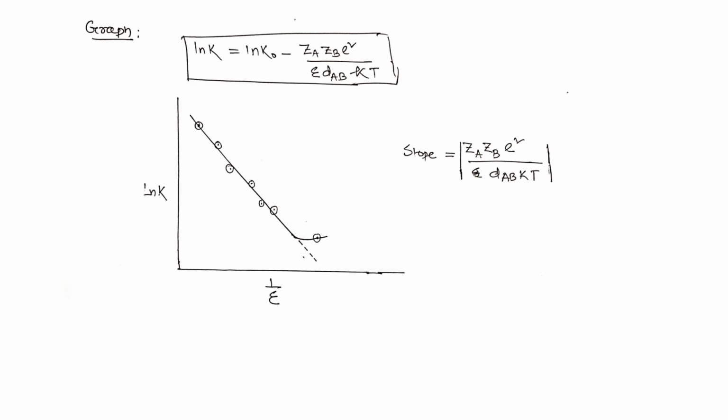Next, our main equation of interest is this one: ln k is equal to ln k naught minus z_A z_B square by this one. This is an important topic for your CSIR as well as GATE exam. Questions can directly come from this equation.